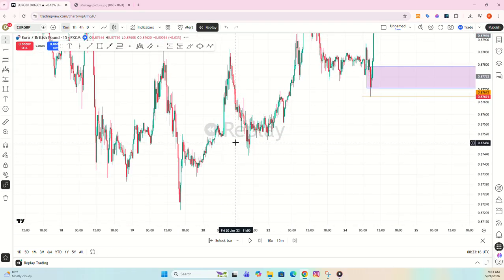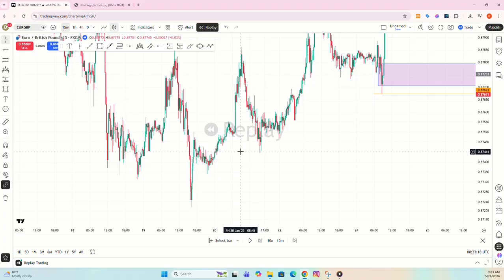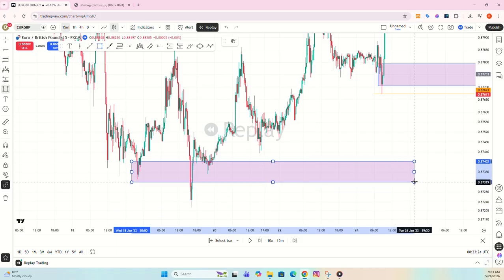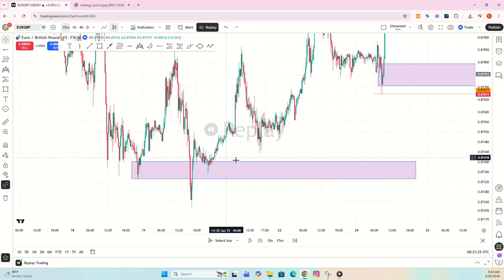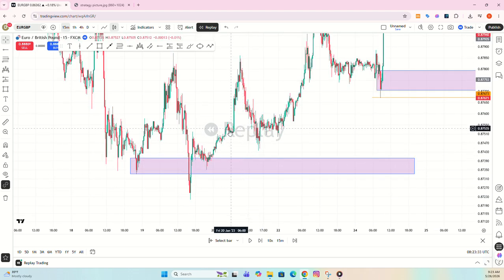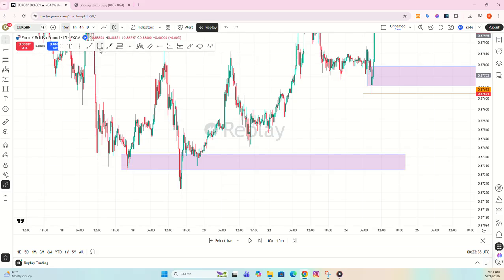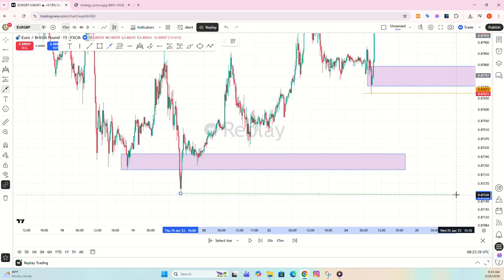So let's see another place we missed. This is another breaker block. This breaker block didn't work because, oh, it actually worked. Yes, it actually worked here. This is where it actually worked. Then this is supposed to be the protected low.